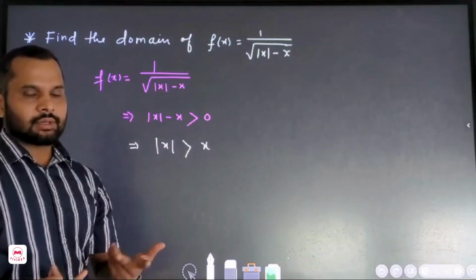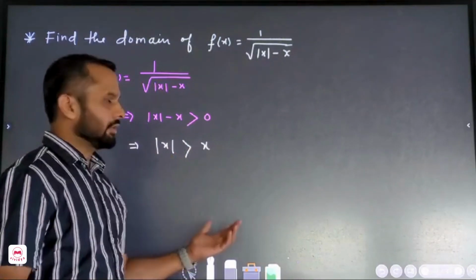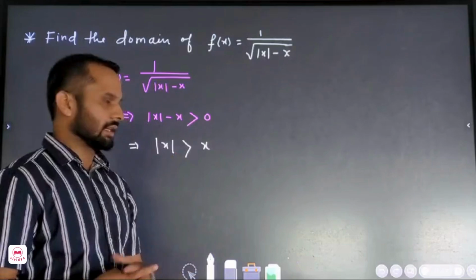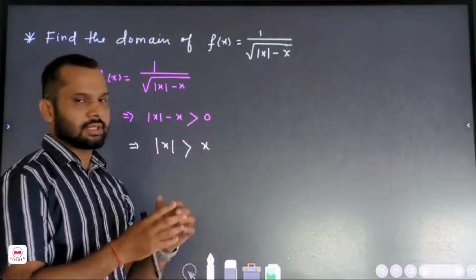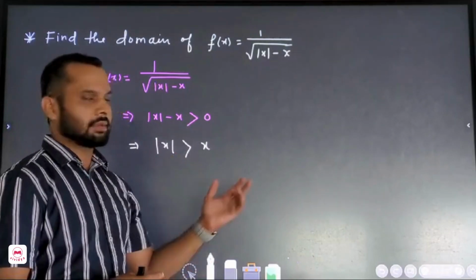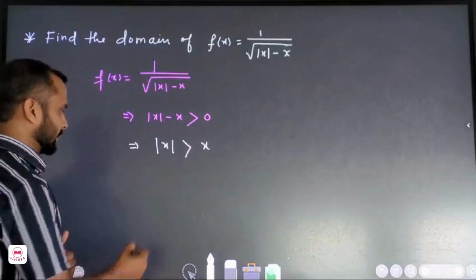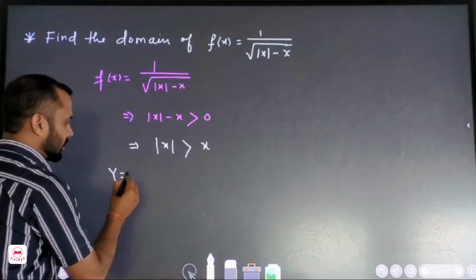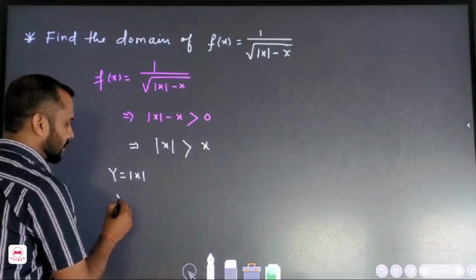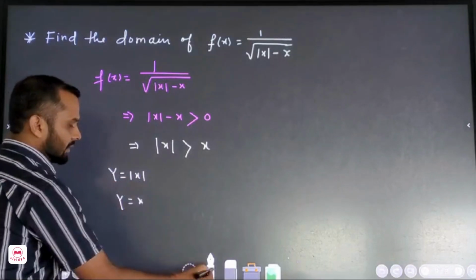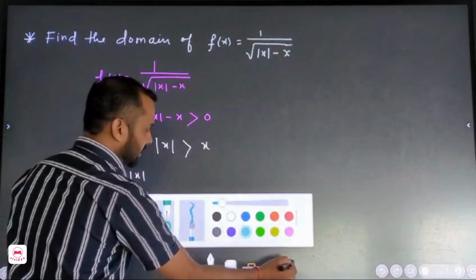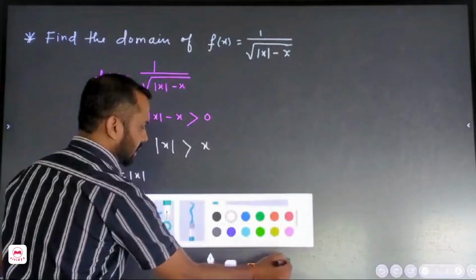Now we can take two approaches. One, we solve normally. Second approach is the graphical approach. First I will be solving using the graphical approach. Then the same question I will be solving by taking the normal approach. So let's solve by the graphical approach. First I will draw y is equal to mod x, and then I will draw y is equal to x curve. And we'll see when this curve will be greater than or equal to.